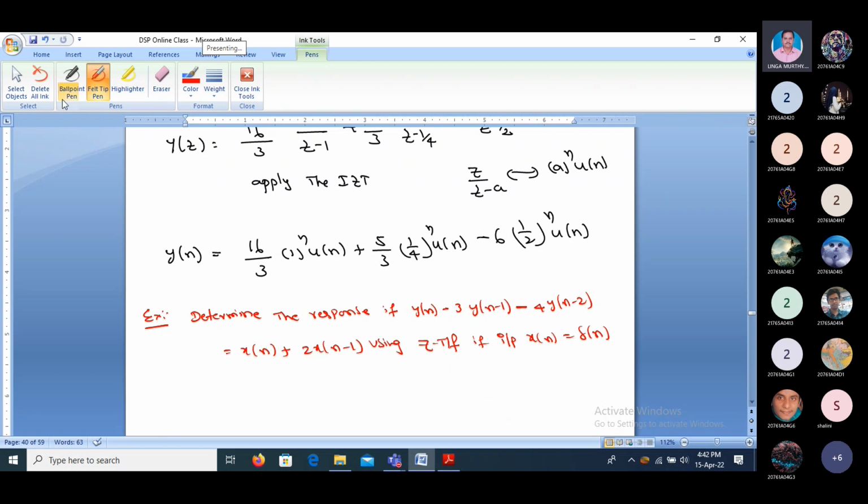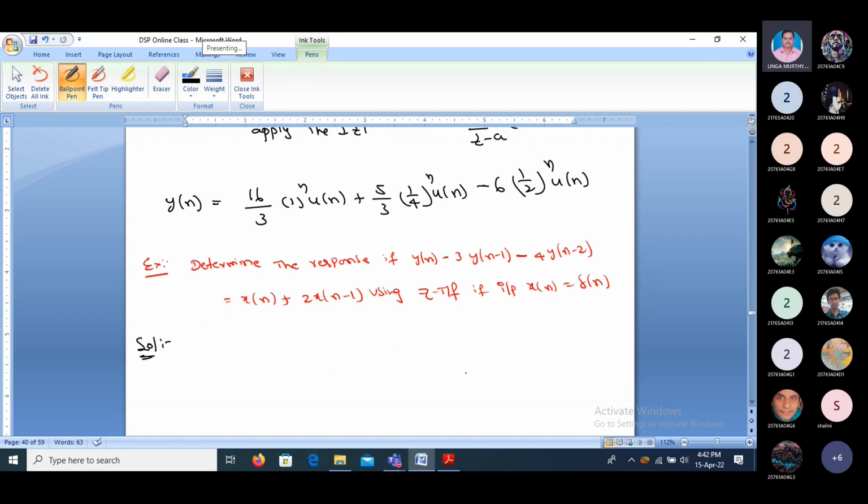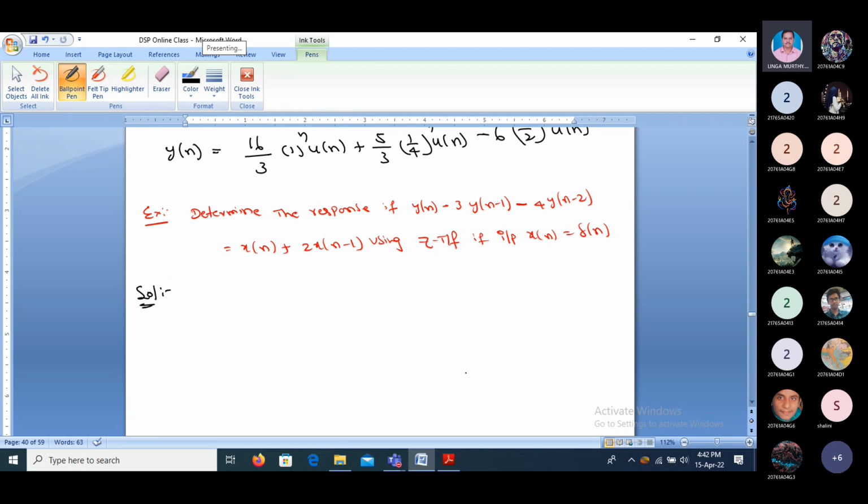This is the problem asking like the previous problem, no? Sometimes it may be asking x of n is equal to some 1/2 power n into u of n, or sometimes it may be asked like u of n. So whatever it may be, they give the input. For our convenience and simplification, for our understanding purpose, we go for delta of n simply. So for this one, how to solve?